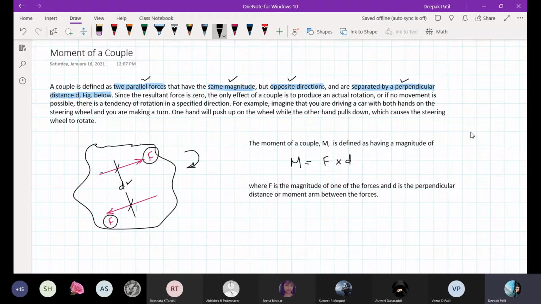So M is given as the magnitude of any one force, because both the forces are of the same magnitude, multiplied by the perpendicular distance in between them. So like this, we can give the moment of a couple, which is equal to the magnitude of the force multiplied by the perpendicular distance between those two forces. Are you clear, students?